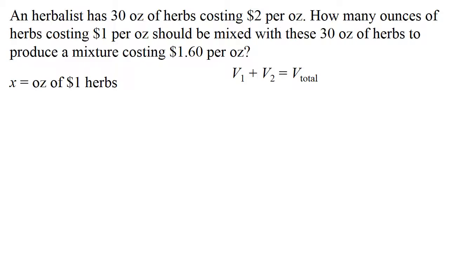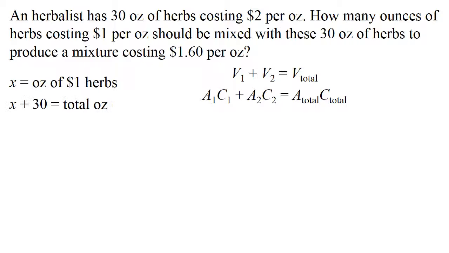All right, so go to our formula, V1 plus V2 equals the total value, and we're going to calculate each of the values here. Now, in order to do this, we need to know the total amount. We don't know the total amount directly. We do know we have 30 of the first type of herb, and we have X number of ounces of the second type of herb. So the total would be the total of 30 and X. So X plus 30 ounces. So we're going to fill that in for our total amount in our formula.